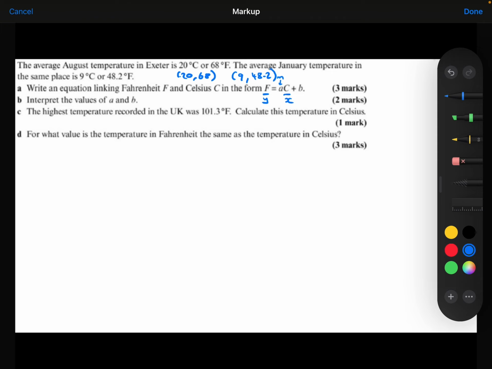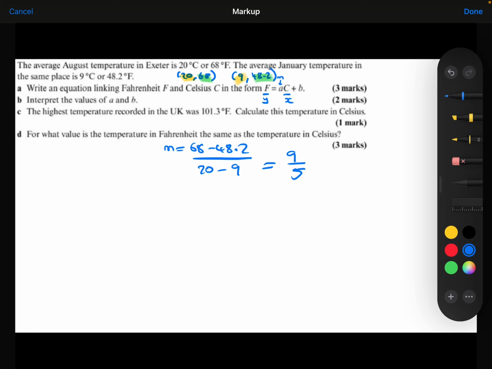So therefore the gradient will be the change in the y divided by the change in the x. So let's do that. The change in the y, so 68 minus 48.2, divided by the change in the x, so 20 minus 9, and we get 9 over 5.